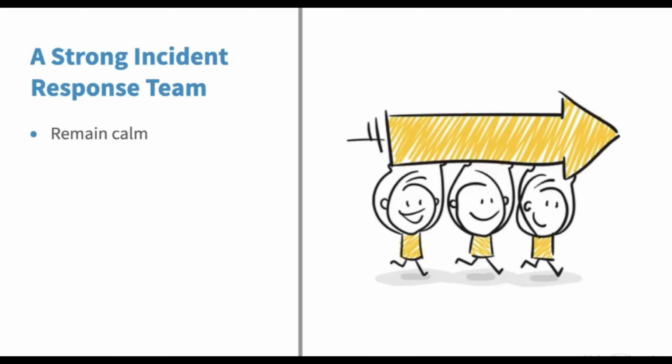The goal is to have a strong incident response team. Remain calm even if a major outage has occurred, assign clear roles, and work together as a team by communicating frequently. If the incident has to be communicated to the customers, have a plan in place to keep them apprised of the situation. Keep in mind, incident management is reactive.